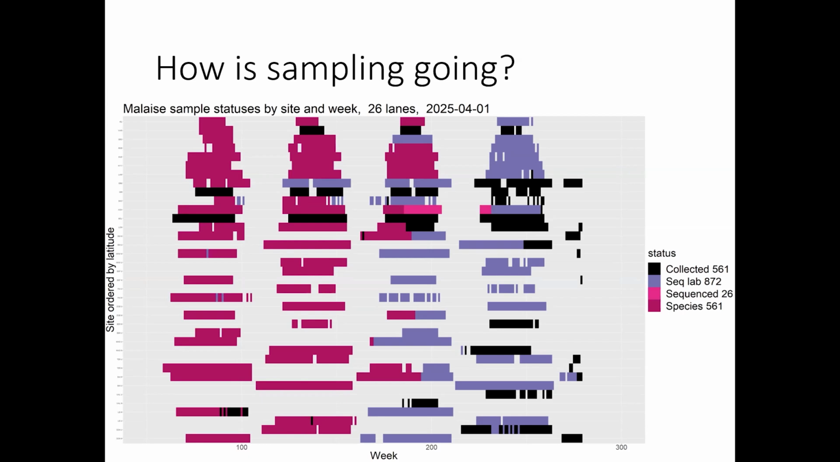The blue ones are still waiting to be sequenced at the lab. So you can see that for the last couple of years, some of it is still in the queue. Then there's very little pink, which means that those are sequenced but not yet through bioinformatics. And most of it is actually in this lovely, beautiful wine color, which means that we do have some initial bioinformatics done, so species lists.